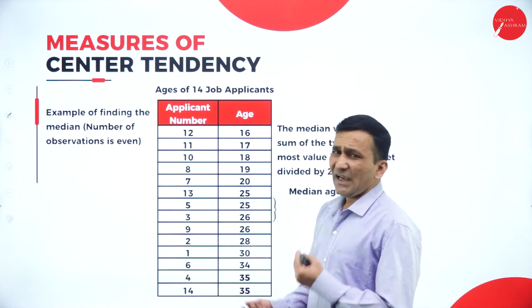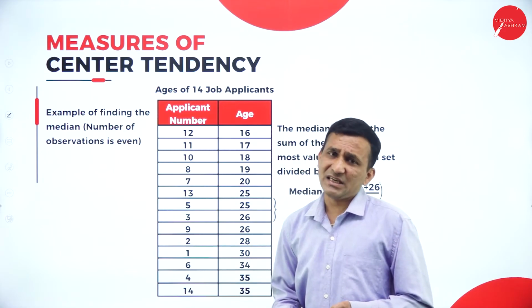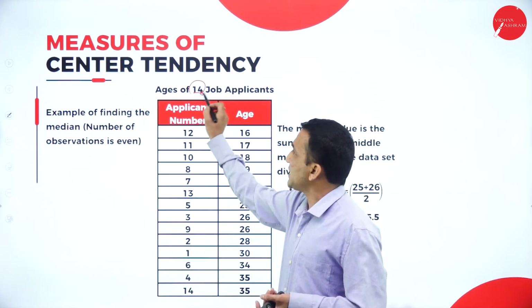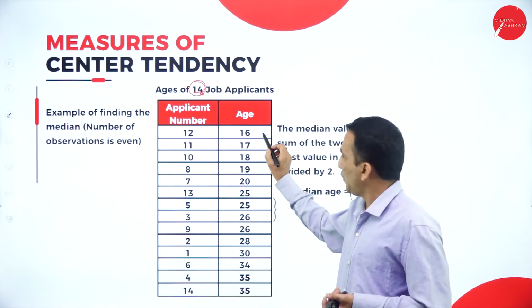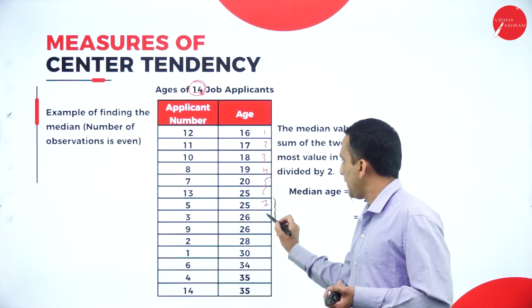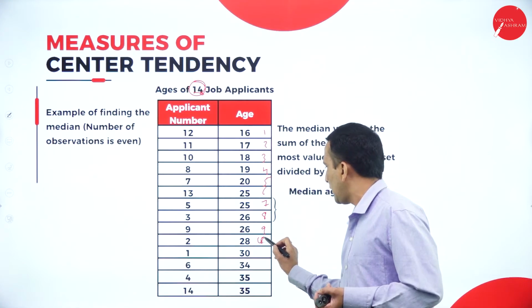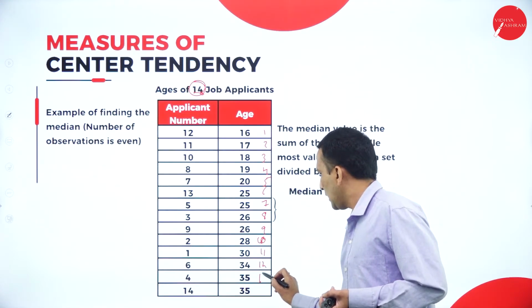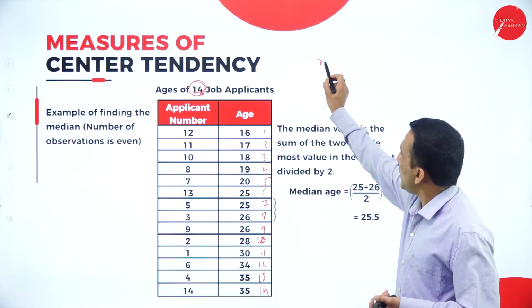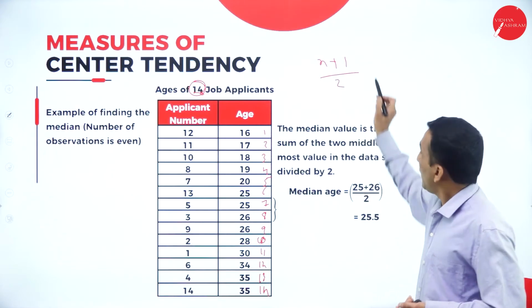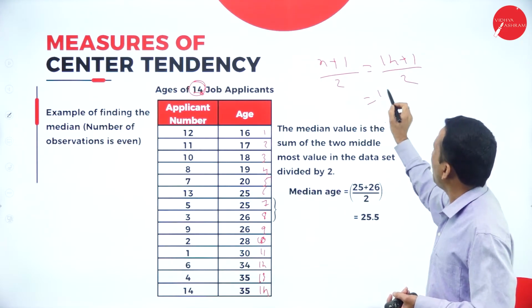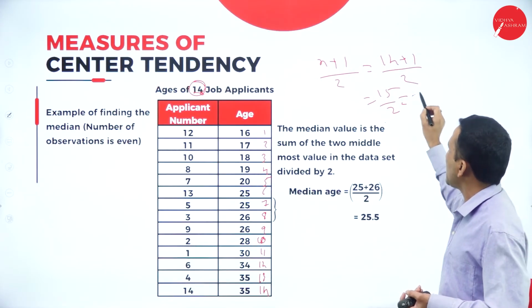Next question. In the previous problem an odd number was given, so easily we can identify. In this case 14 is given, an even number. The same thing, you have to rank: 1, 2, 3, 4, 5, 6, 7, 8, 9, 10, 11, 12, 13, 14. Now if you try to apply the formula, how much are you getting? Here 14 is given. 14 plus 1 divided by 2, now we are getting 15 by 2. If you divide, 7.5.